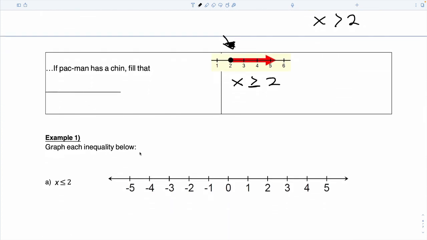Here's my saying that I just briefly said and confused some of you, and if it works, great. If it doesn't work for you, throw it out. If Pac-Man has a chin, we fill that circle in. If you see a line underneath it, you need to have a closed circle every time.